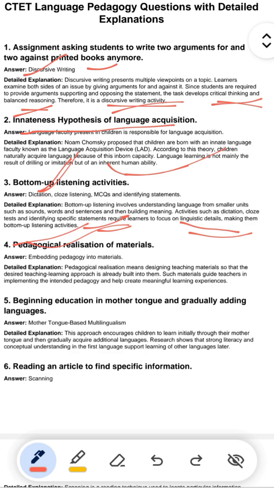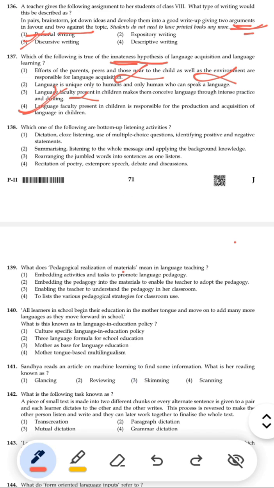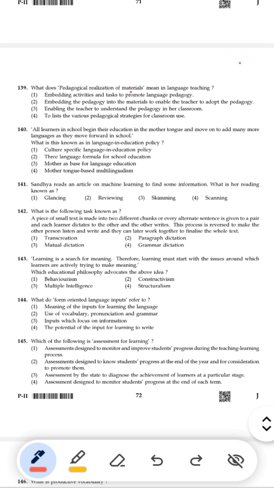So dictation was actually at the sound or alphabetic level. Cloze listening was at the word level. With MCQs, you would be reading sentences, and lastly you would be able to identify statements in a paragraph. So it is coming from the bottom level and moving towards the higher level. You can call this either the bottom-up approach or bottom-up listening activities. So if you see here, option 1, dictation, cloze listening, use of multiple choice questions, identifying positive and negative statements, is the correct answer.